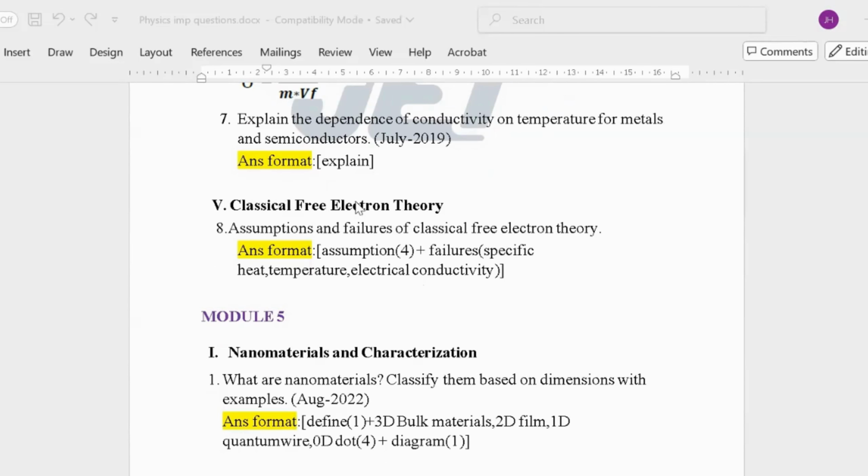Now, from the classical free electron theory topic, you might get two questions, right? One is assumptions, another is failure, right? So assumptions, you have 4 points. Failure due to specific heat, due to temperature, and due to electrical conductivity.